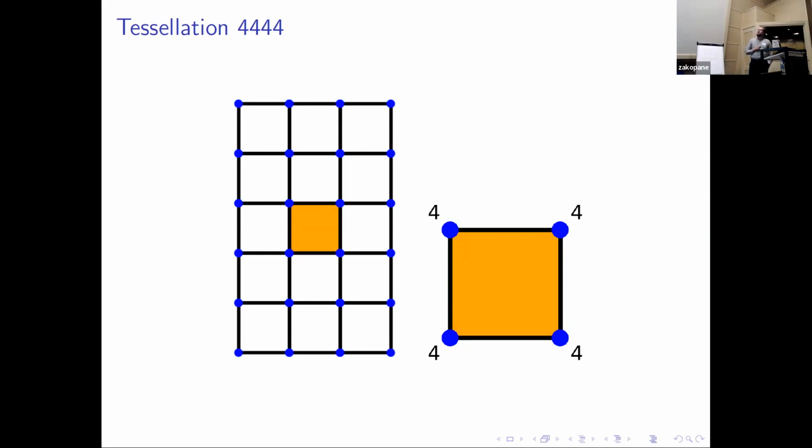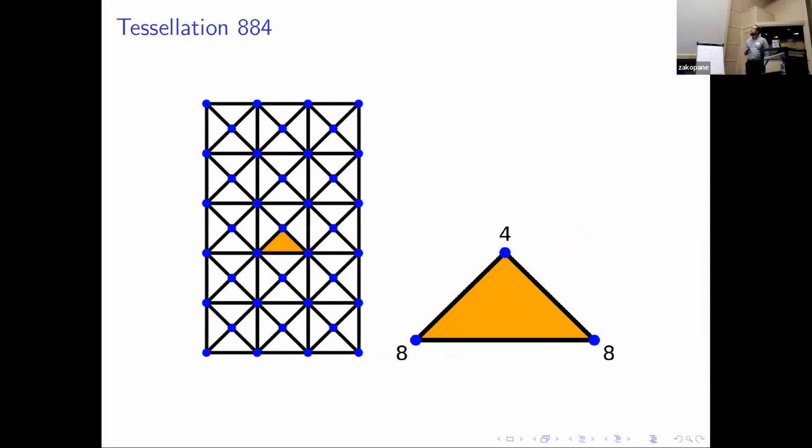The first one is 4, 4, 4, 4. It consists only of squares, and its name comes from the fact that this basic tile, which is a square, has 4 vertices of degree 4. The next tessellation, 884, is constructed using triangles. And again, it's named 884 because this basic tile has two vertices of degree 8 and one vertex of degree 4.